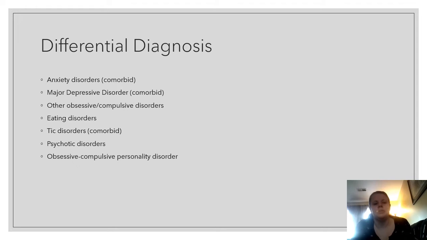Differential diagnosis. I've separated these into those that can also be comorbid as well. So anxiety disorders can be a differential, or they could be comorbid. Major depressive disorder could be differential or comorbid. Other obsessive compulsive disorders, eating disorders, tic disorders, which would also be comorbid, psychotic disorders, or obsessive compulsive personality disorder.